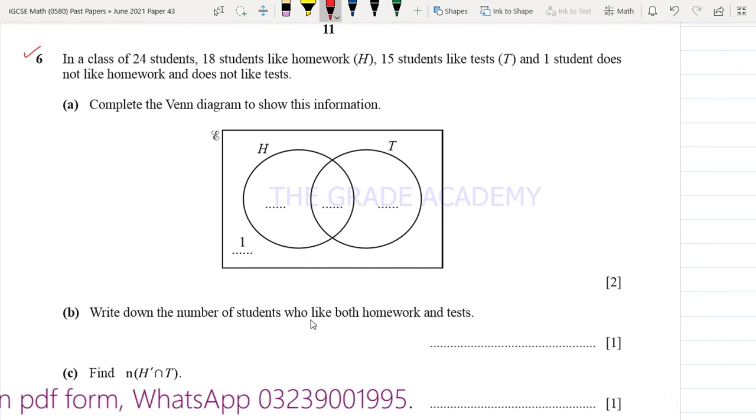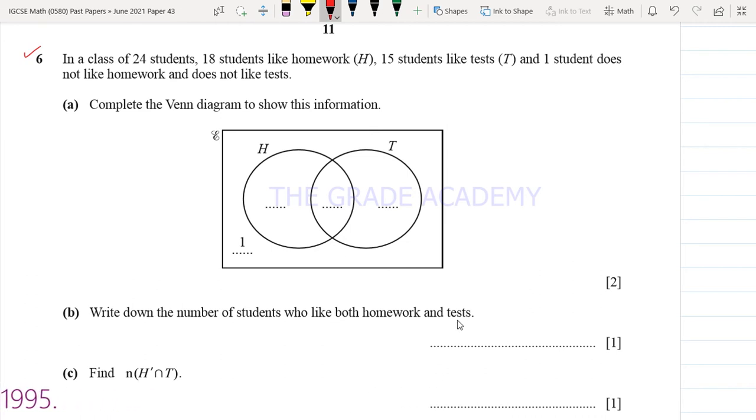Part B, write down the number of students who like both homework and tests, and so on. First of all, we have to complete the Venn diagram to show this information. In the beginning, we do not know the number of students who like both homework and tests. So let us call the number of students who like both as x. There are 18 students who like homework, and we have already taken x of them, so the remaining will be 18 minus x. Similarly, there are a total of 15 students who like tests, and we have taken x already, so the remaining number who like tests will be 15 minus x.